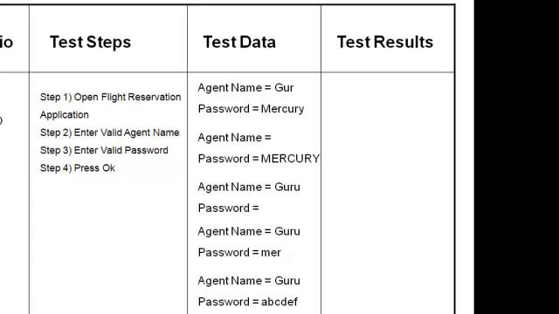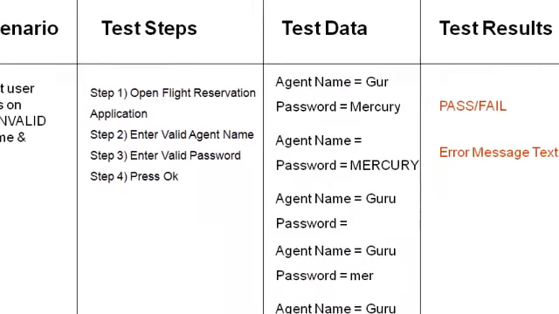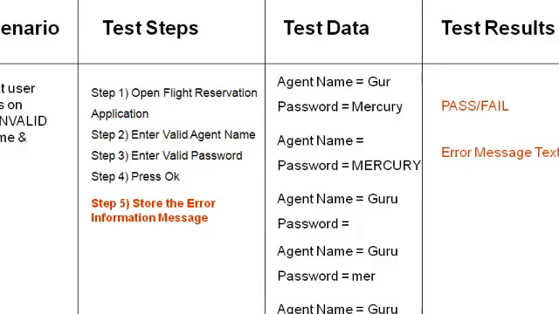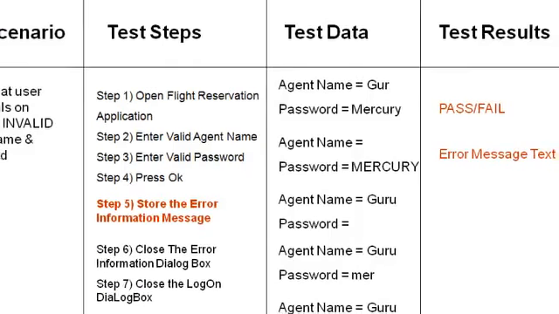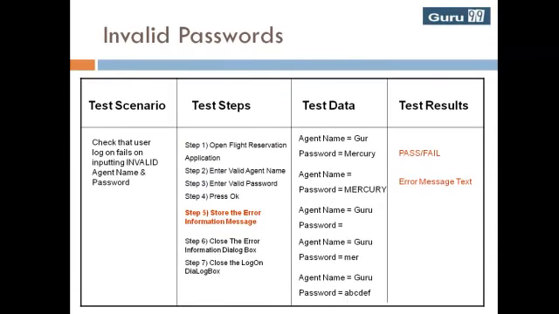As a part of test results, you may require pass and fail status and the error information message generated, since for different combinations of invalid agent name and passwords, different error messages would be generated, and it would be handy to capture the information messages for easy reference. This can be done by adding an extra step: store the error information message before the close error information dialog box steps. Checkpoints were covered earlier, and we will focus on just output values in this tutorial.